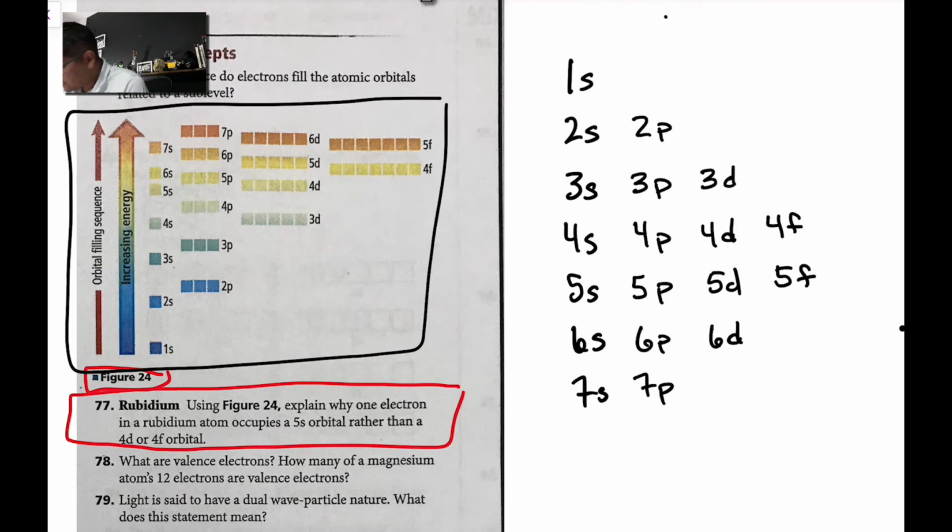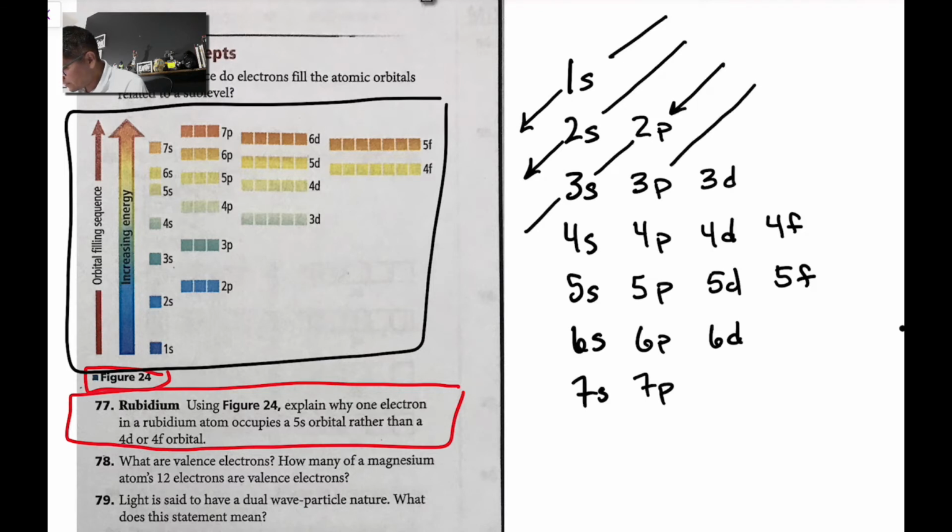So I go diagonally and make sure that your diagonals are all the same angle. The first orbital that gets filled up is the 1s, 2s, 2p, 3s, 3p, and 4s. Then 3d, 4p, and 5s. And this is the orbital that is in question. So rubidium has enough electrons that I'm able to fill up all the way to the 5s.